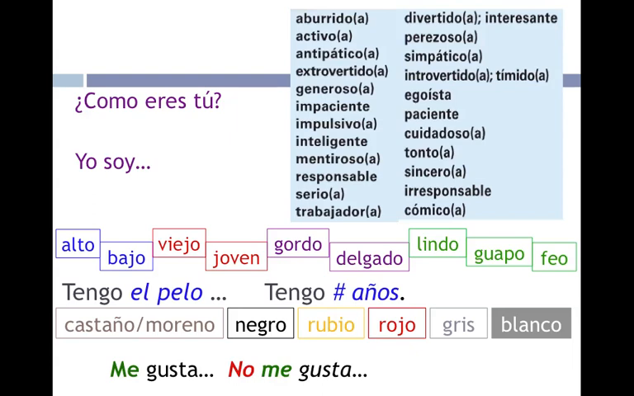So are you ready? Here we go. I'm going to ask you a question. I'm listening for 4 answers. Give me a brief description. Yo soy, por ejemplo. I'll give you an example. So I'll ask the question, ¿cómo eres tú? And I will answer. Yo soy responsable y simpática. Yo soy alta y linda. Tengo el pelo castaño. Tengo 55 años. Me gusta caminar. No me gusta patinar.